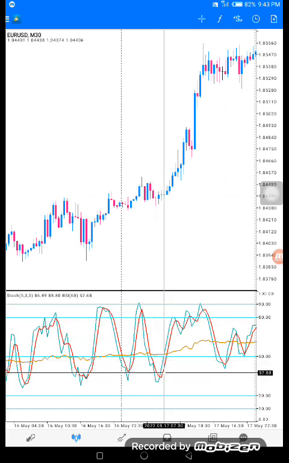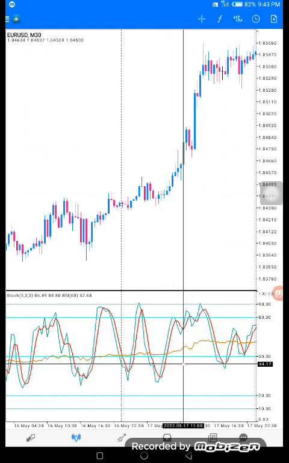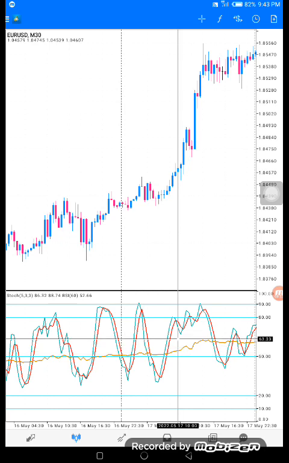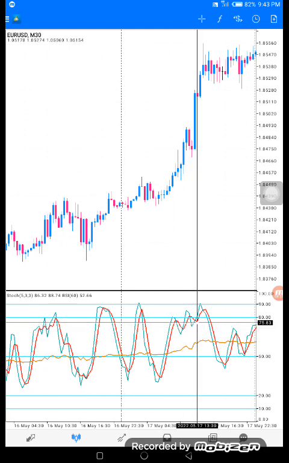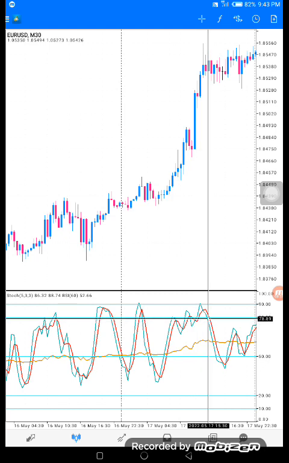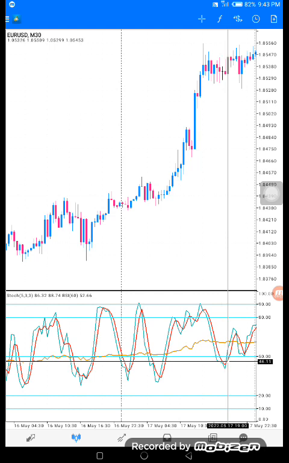When the stochastic comes down again and forms a crossover, and the RSI is still above the level 50, you take another buy. You see, it gives you profit. Another crossover here, you place a buy, it gives you profit. Another crossover here, you place a buy, it still gives you profit. You get a crossover here, you place a buy, you take your profit.